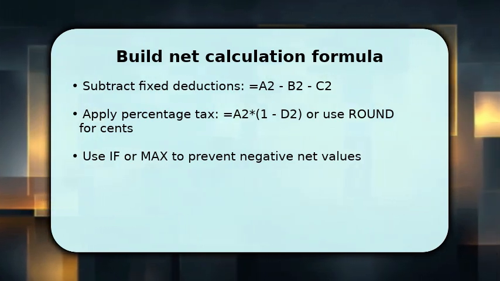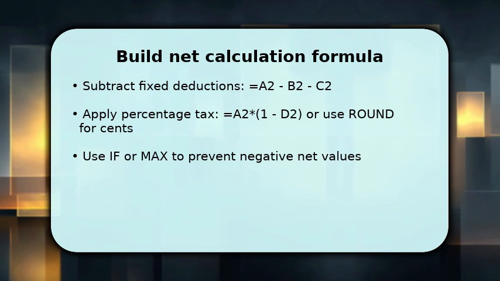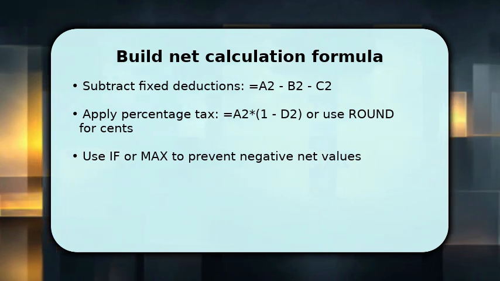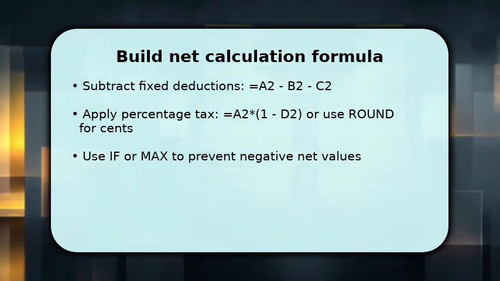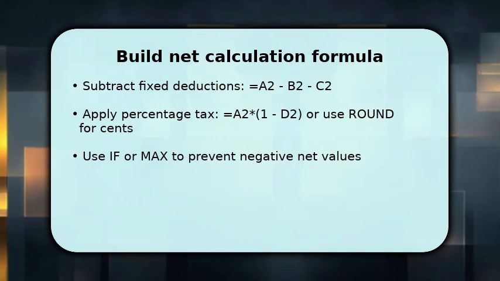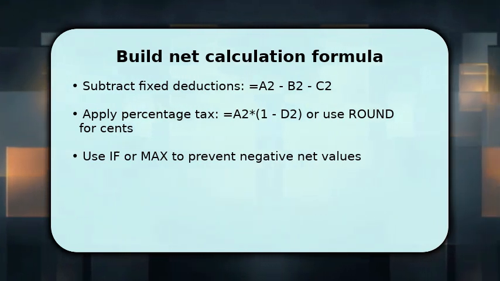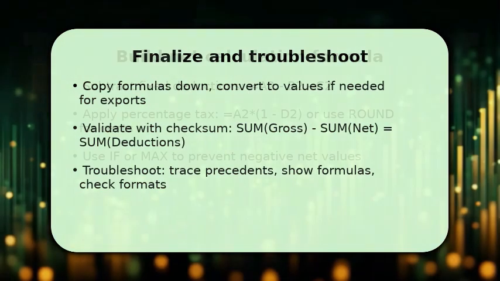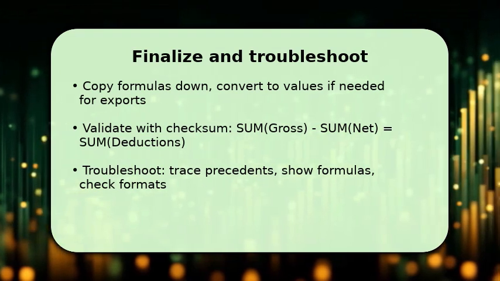If exemptions or thresholds exist, include IF statements and test with sample rows to confirm the logic handles edge cases like 0 or negative inputs. Finish by filling the formula down the table and checking totals against expected results.